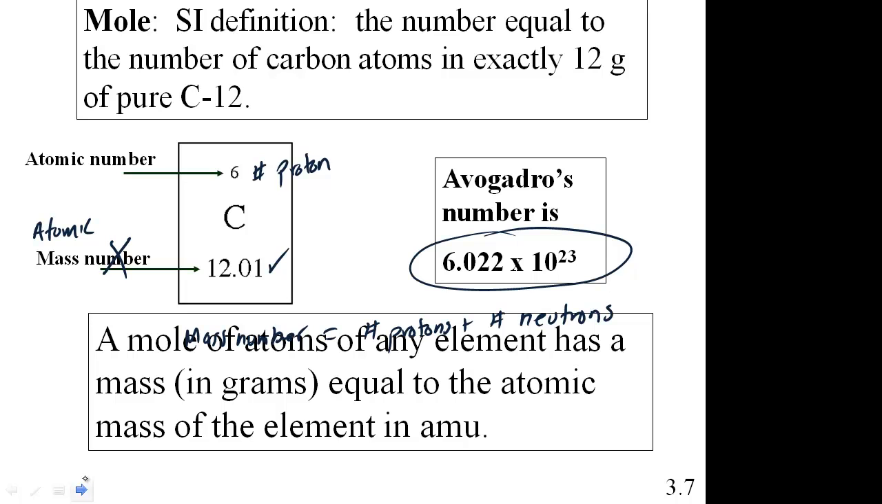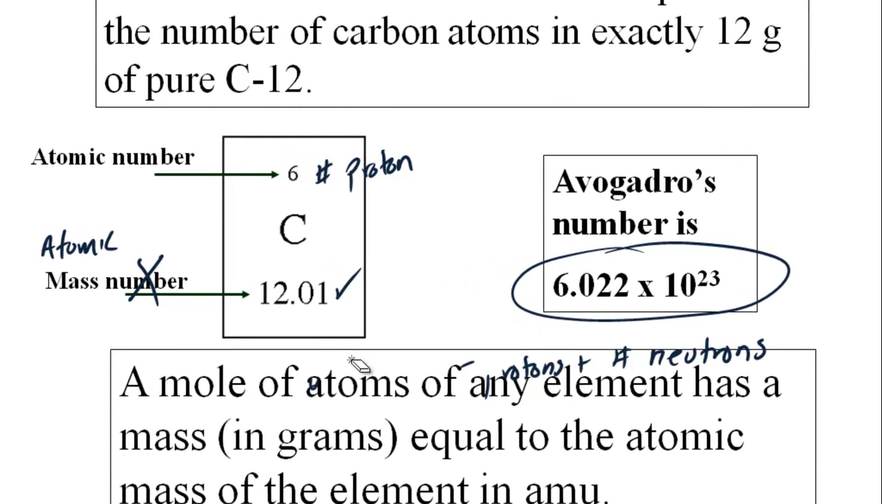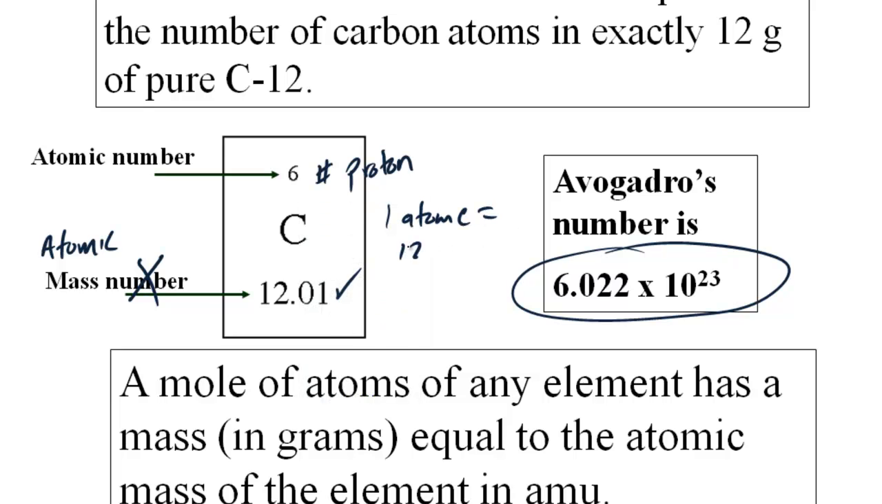All right, so the definition of a mole, let me erase the mass. Mass number. A definition of mole: a mole of atoms of any element has a mass in grams equal to the atomic mass of the element in AMU. So what they're saying here is that one atom of carbon-12 weighs exactly 12.01 atomic mass units. We use the average if we don't know the particular isotope. If we have 1 mole of carbon, it weighs 12.01 grams.